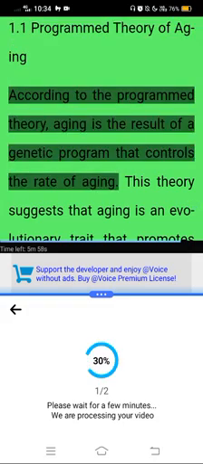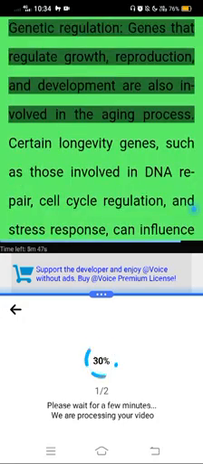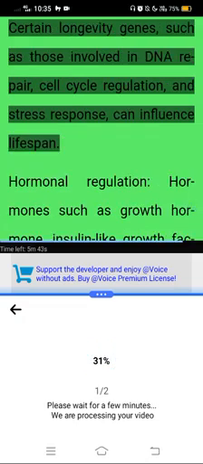According to the program theory, aging is the result of a genetic program that controls the rate of aging. This theory suggests that aging is an evolutionary trait that promotes the disposal of older individuals to make way for younger generations. Some of the key aspects of the program theory include genetic regulation. Genes that regulate growth, reproduction, and development are also involved in the aging process. Certain longevity genes, such as those involved in DNA repair, cell cycle regulation, and stress response, can influence lifespan.